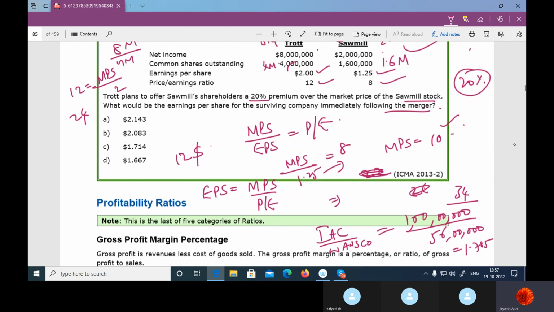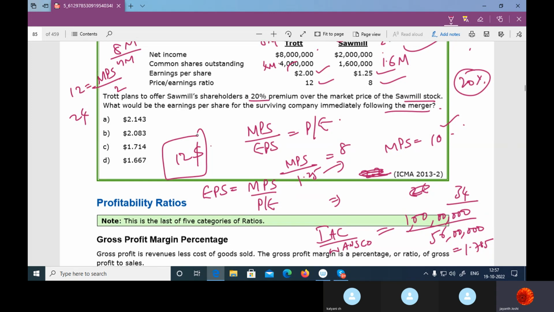20% premium they said, no? So I took how much? 10 I got, correct? Yes, sir, 10. So $12. $12 is my stock price. So when $12 is my stock price, $12, and here 24, 32.